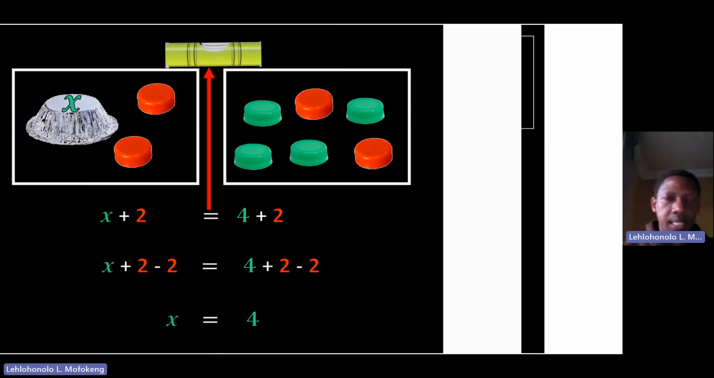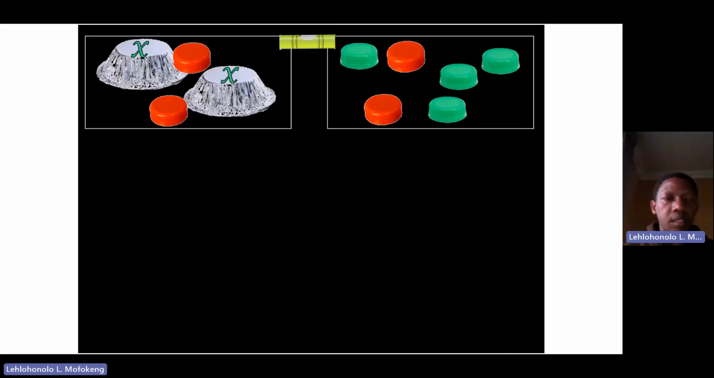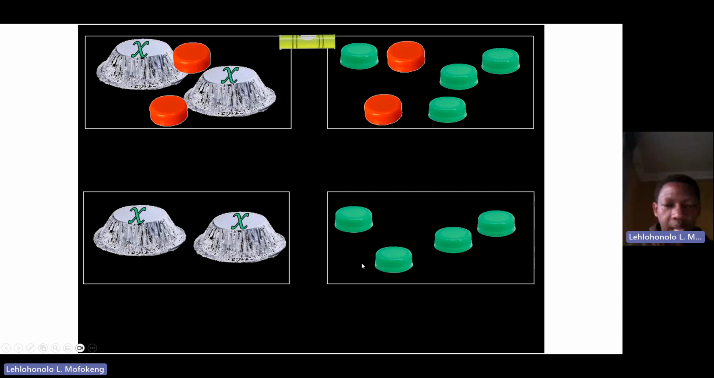Right. And then the next example, we have 2x plus 2 equals 6. We are aware that if we take this 2 on the left-hand side, it is not going to be balanced. We must also take 2 on the right-hand side, and then the equation becomes balanced. And we can see that 2x equals 4.